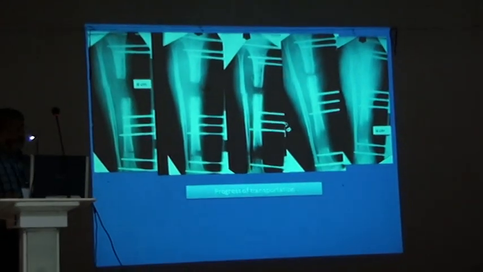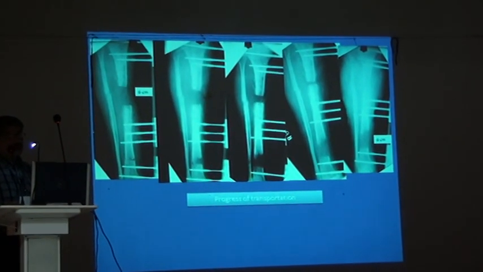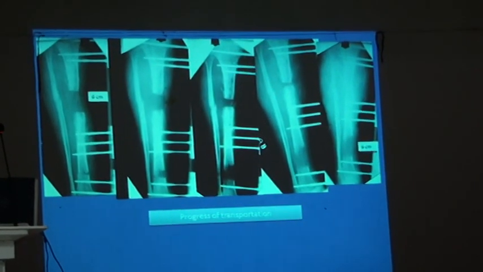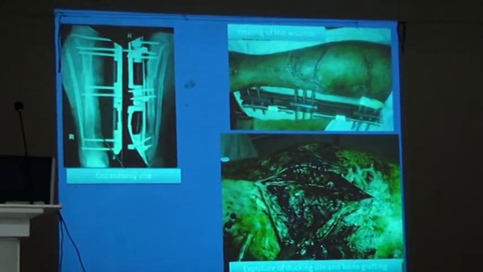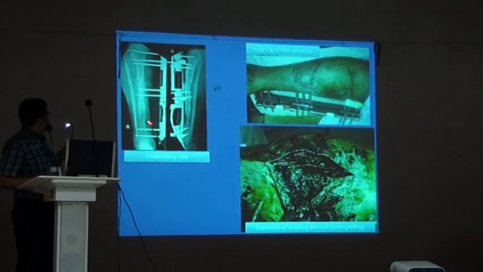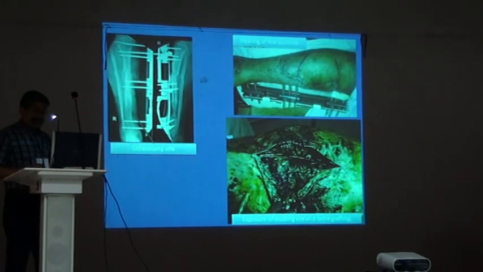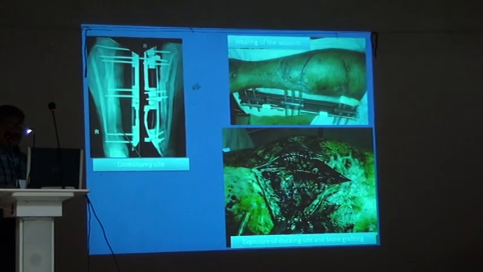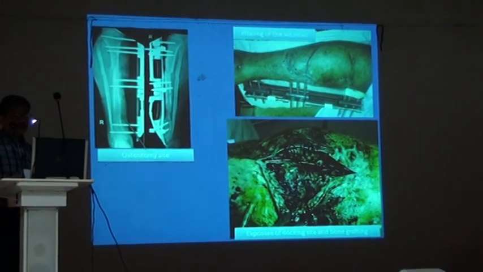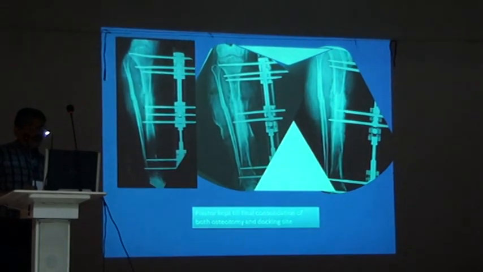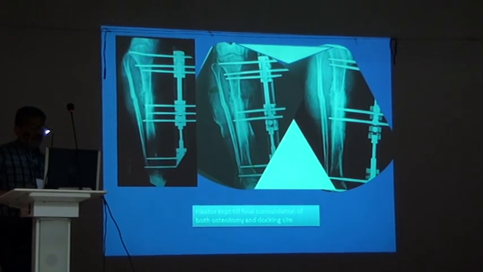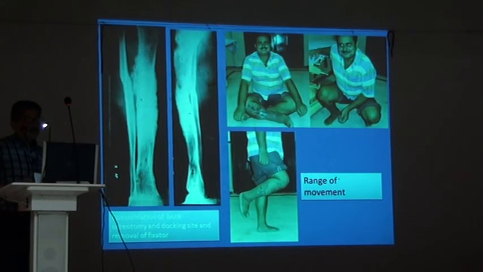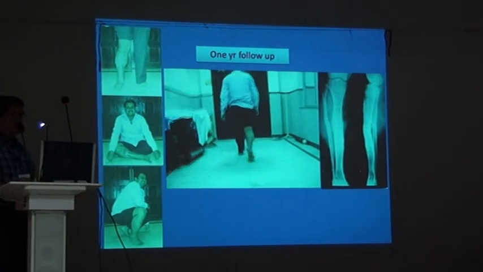Now we transported the segment upwards, and the 6 centimeter gap has been completely overcome. So there is consolidation of both transportation and there is union in the second healing of the wound, and after that we expose the docking site and bone grafting was done. Fixator is kept till final consolidation of both osteotomy and the docking site. This is the final result of the patient, and this is 1 year follow-up of the patient.